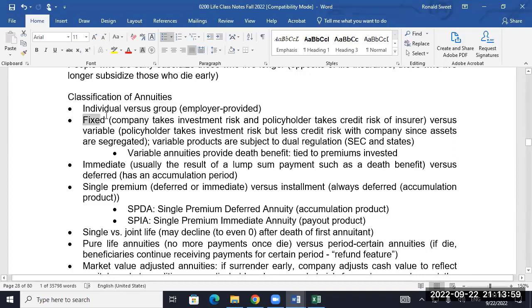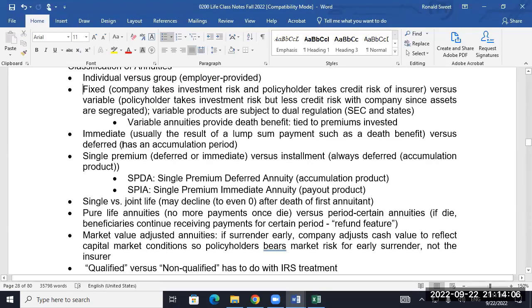Annuities can be fixed or variable. If they're fixed, then they just pay some stated rate every month. If they're variable, just like the variable life, the policyholder decides and they take that risk. Variable annuities are just like variable life. They're regulated by the SEC. You have to have a dual license to be able to sell those.